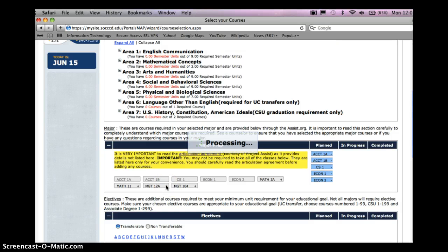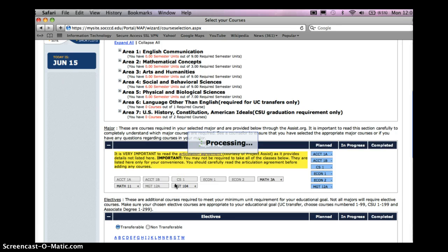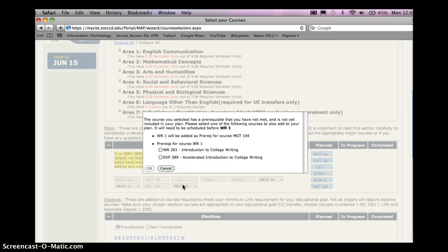Management 12A, then Management 104. Again, for Management 104, there's a pop-up window here stating what prerequisites need to be covered for Management 104. Writing 1 is required. My record here does not state that I've taken a placement exam, so it not only says that Writing 1 should be added to my plan, it also says the prerequisite courses. Gives me the option there of Writing 201 or EXP 389.